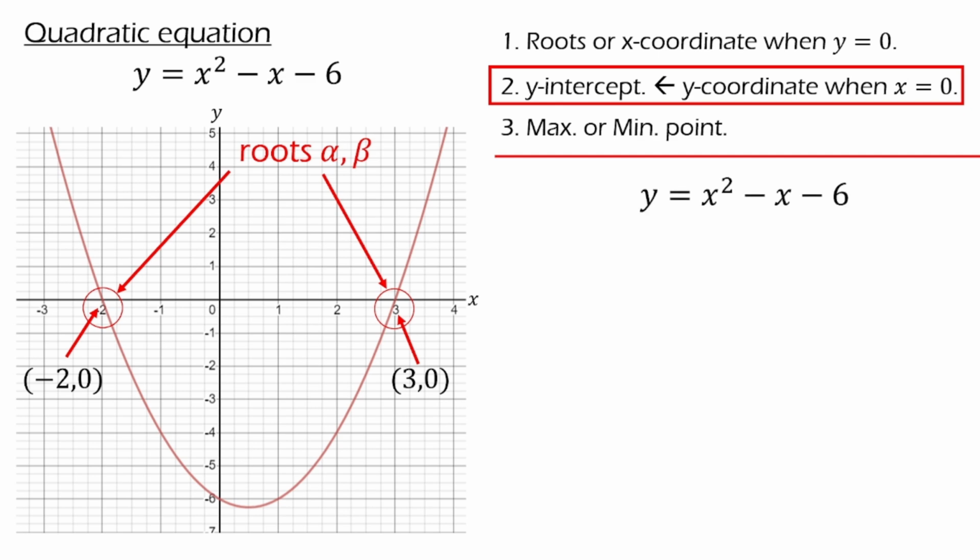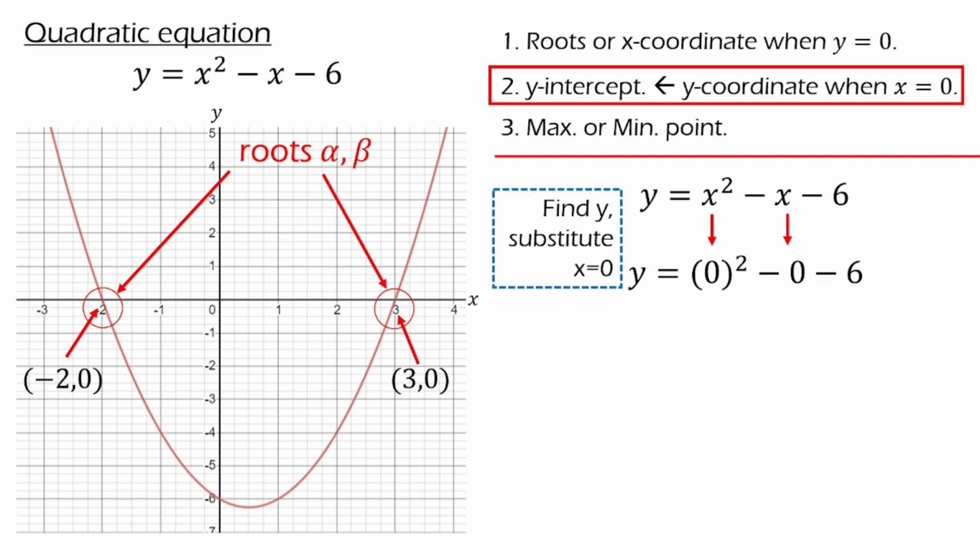Let's try to find the y-intercept using the quadratic equation. First step is we substitute our x equal to 0. Solving it, we have our y equal to negative 6. What does this negative 6 value mean? It means that our y coordinate is -6 when our x is equal to 0. This is also reflected on the graph.